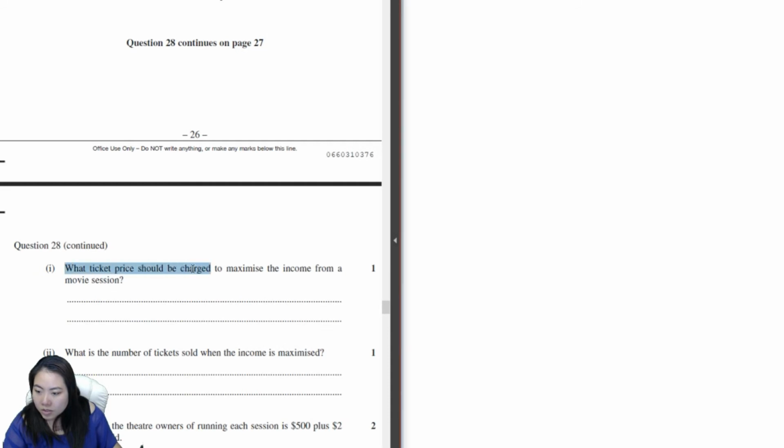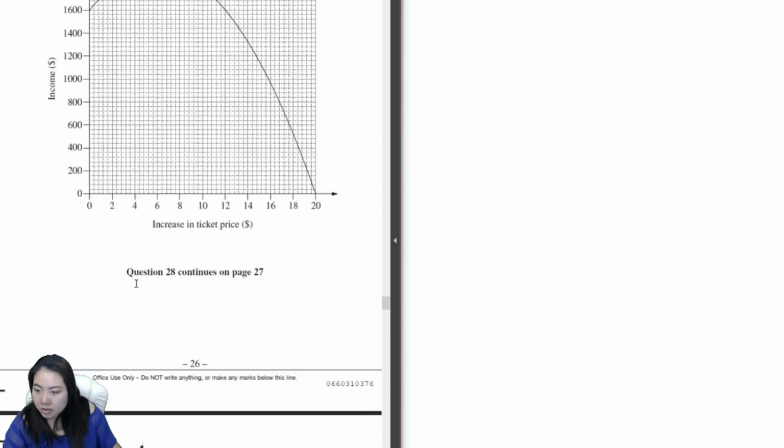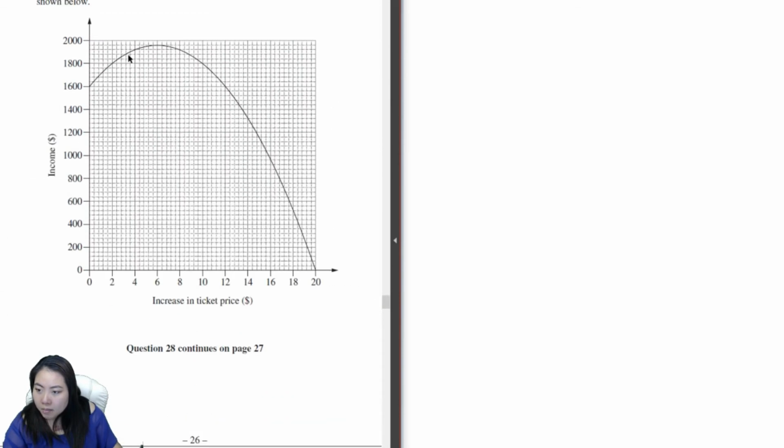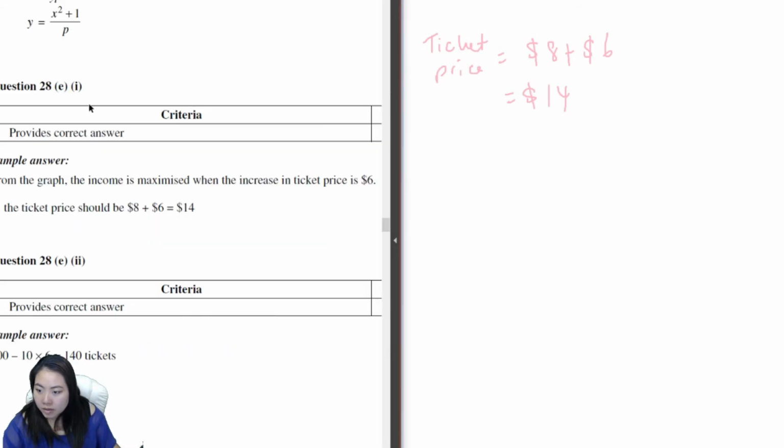What ticket price should be charged to maximize the income from a movie session? To maximize the income, we want it to be right at the vertex here. And that is if it is increased by $6. To have the maximum income, the ticket price should be increased by $6. Therefore, it is $14. Let's check. Yeah.